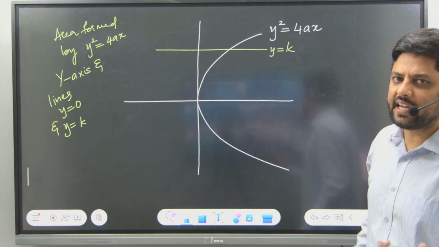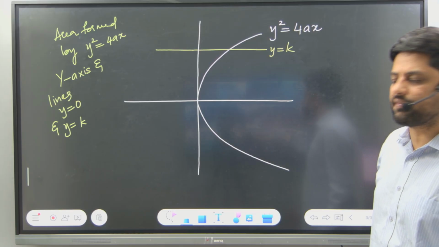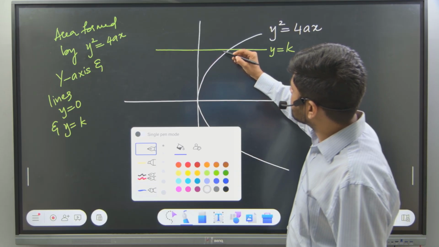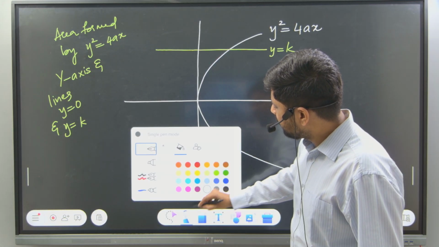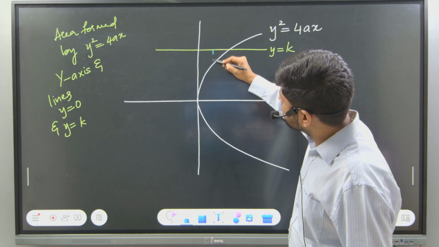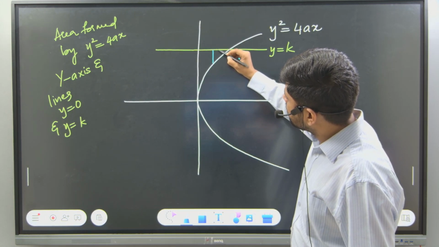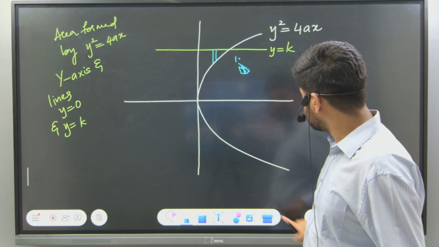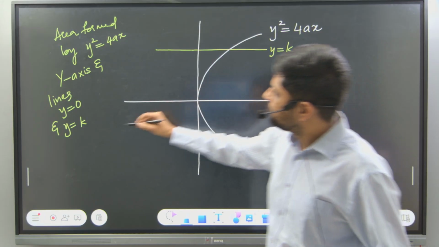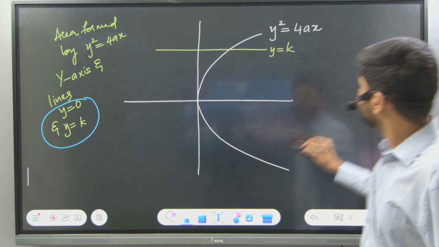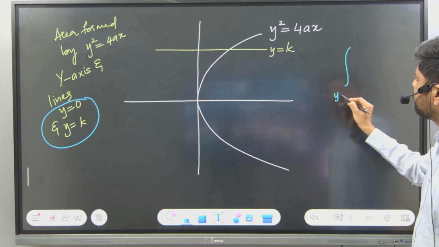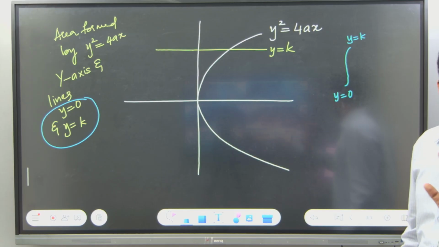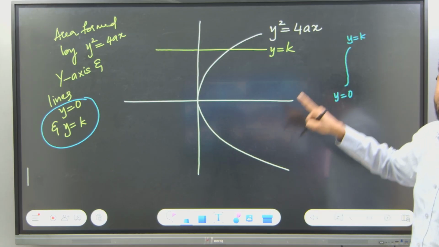Now, how to decide whether to take dy or dx? You can take dy or dx, both will give you the answer. But what about your limits? These are your limits. The limit is from y is equal to 0 to y is equal to k. Do you agree? Upper limit and lower limit: y is equal to 0 to y is equal to k.